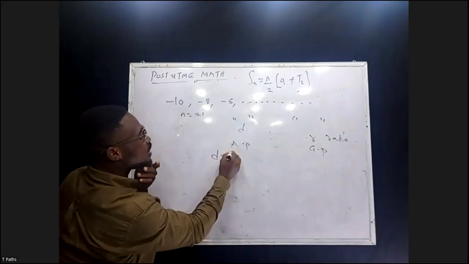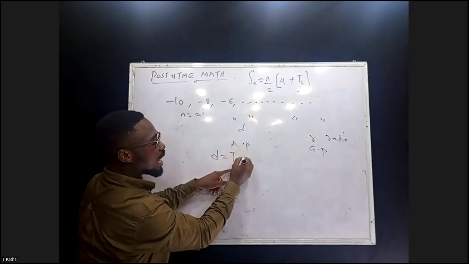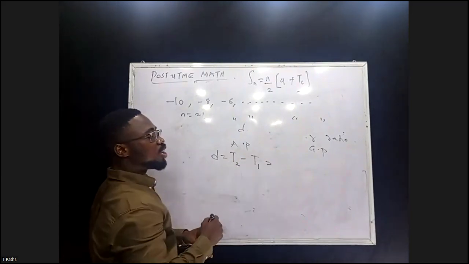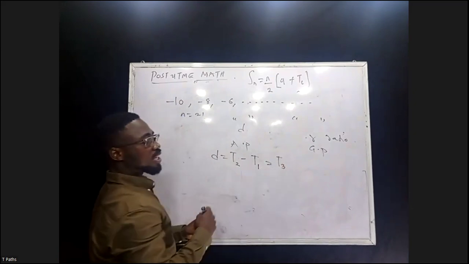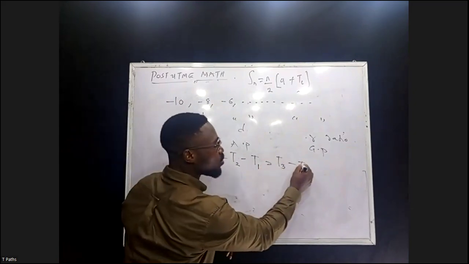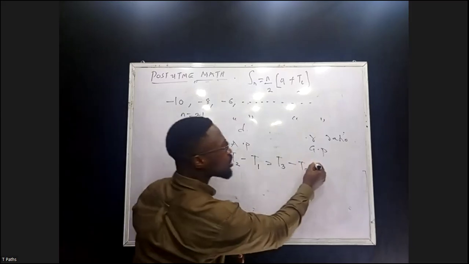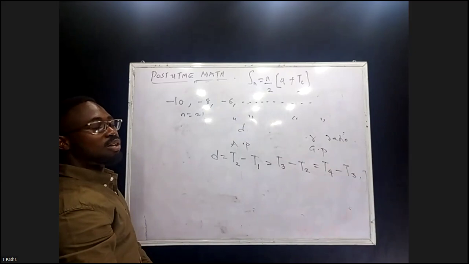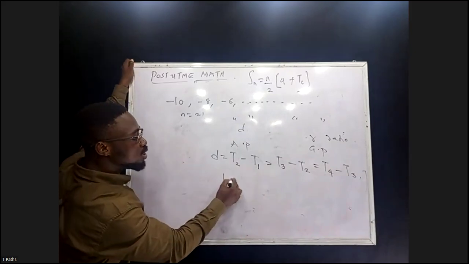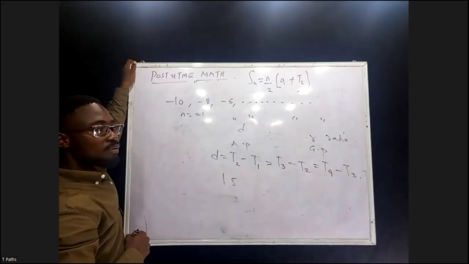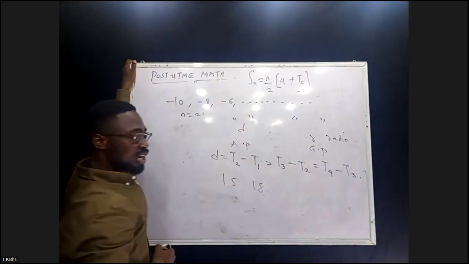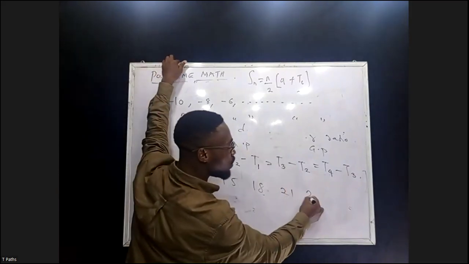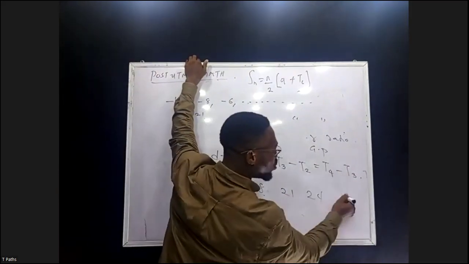If I subtract the first term from the second term, it must also be equal to the difference between the third term and the second term. It must also be equal to the fourth term minus the third term. Look at the example I gave you. I said in your family, you are 15 years old. The next person after you is 18. The next is 21. The next is 24. The next person is 27.